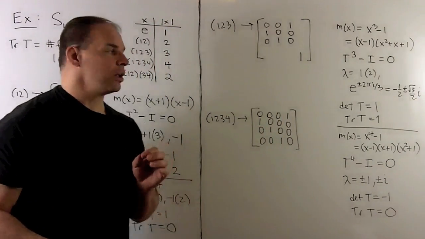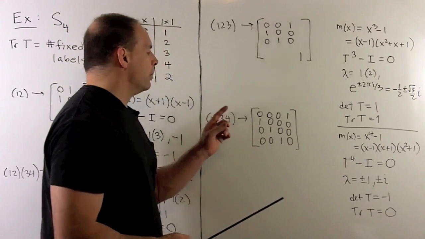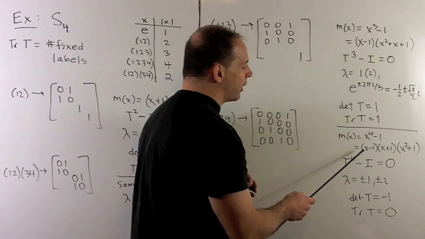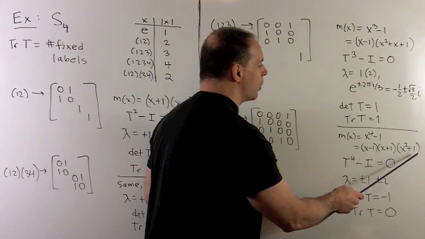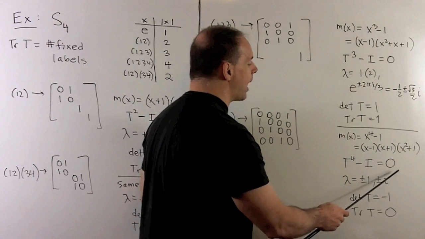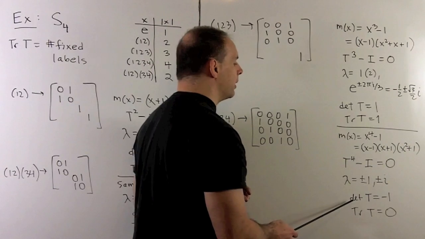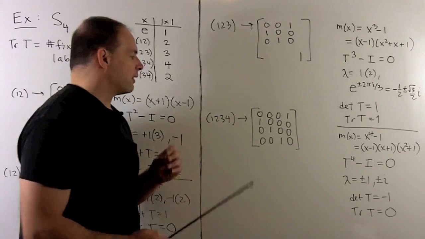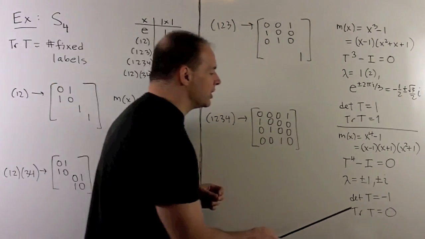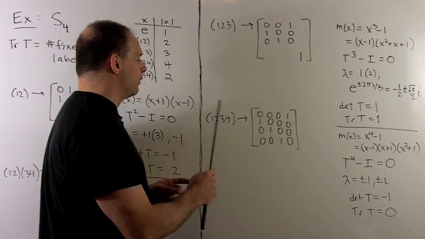Finally, for a 4 cycle, try 1, 2, 3, 4. We have the matrix here. The minimal polynomial in this case is going to be x to the 4th minus 1. That's going to factor as x minus 1, x plus 1, x squared plus 1. Again, we check t to the 4th power minus the identity is equal to 0, but for no lower power. Eigenvalues are plus or minus 1, plus or minus i. Determinant is minus 1. Remember, if I have a cycle with an even number of labels, it's an odd permutation. And the trace of t is equal to 0. We see that because there are no fixed labels here, so we're using all of them in this cycle.